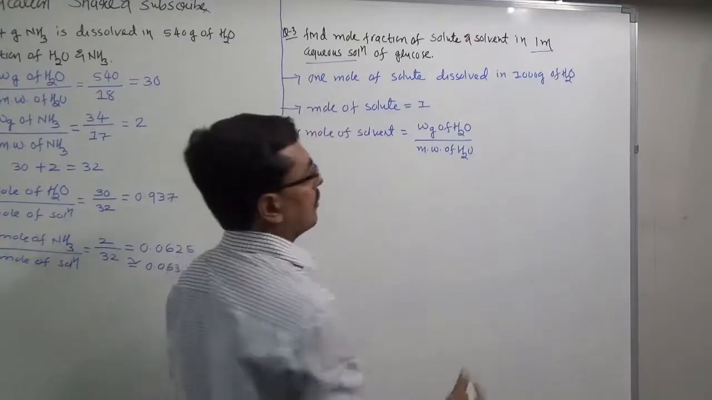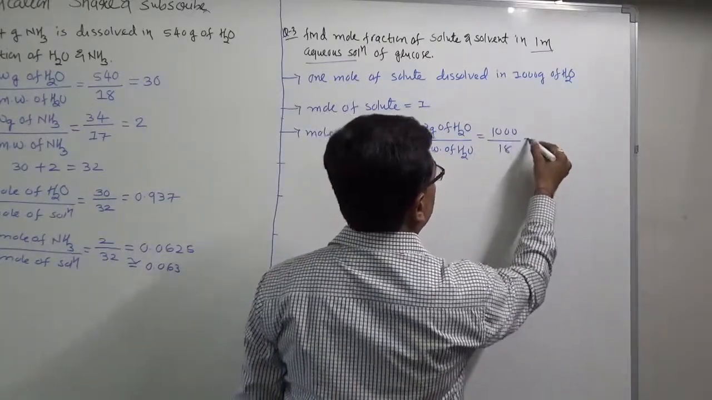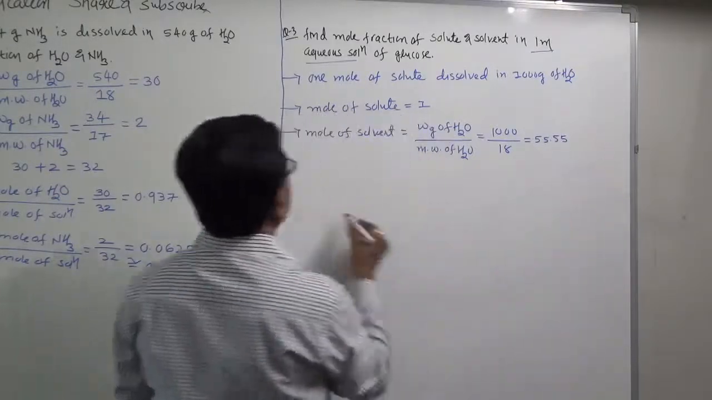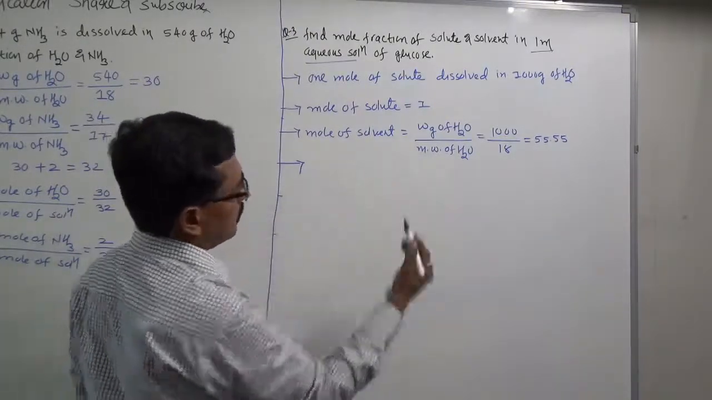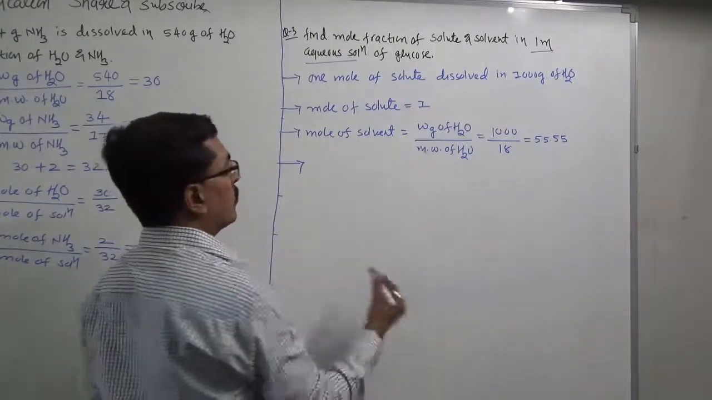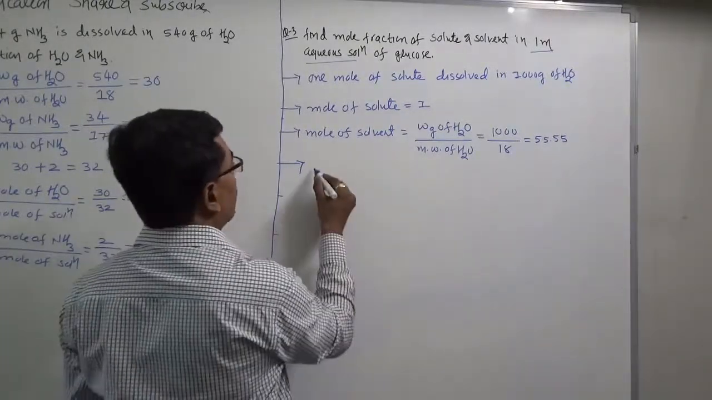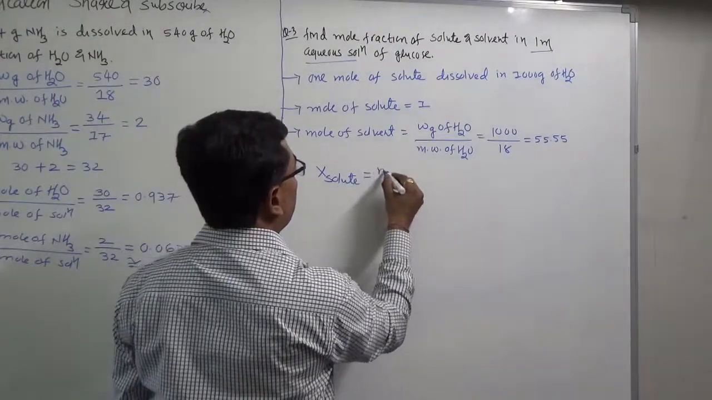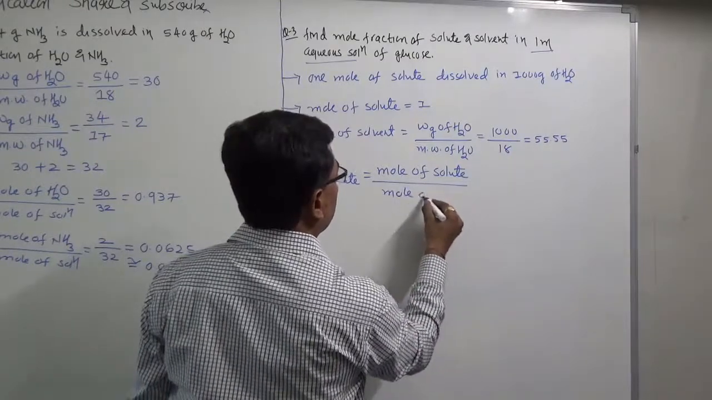Now weight in gram of water for us is 1000, and divided by 18 you will get the answer 55.55. Now we have to find out the mole fraction of water and the mole fraction of solute and solvent. As a solute we are given glucose, just to confuse us. So now we can write that mole fraction of solute equals mole of solute divided by mole of solution.